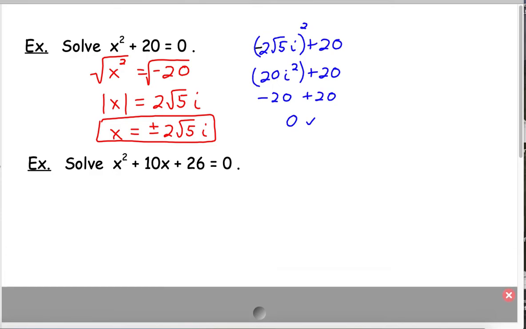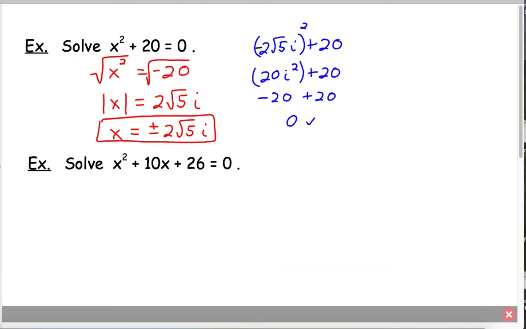Let's look at one last example here. And then I'll talk about graphing this in the coordinate plane. So the first thing you try and do with a quadratic like this is factor it if possible. And you realize pretty quickly that there's no two numbers that multiply to equal positive 26 and add to equal positive 10. So factoring is not going to help.